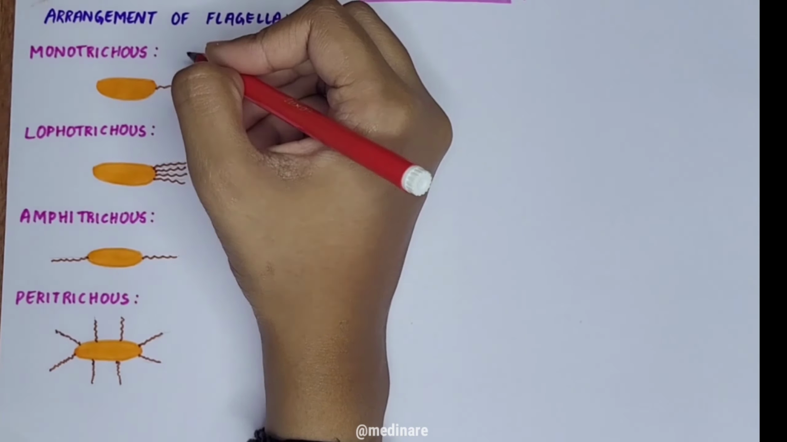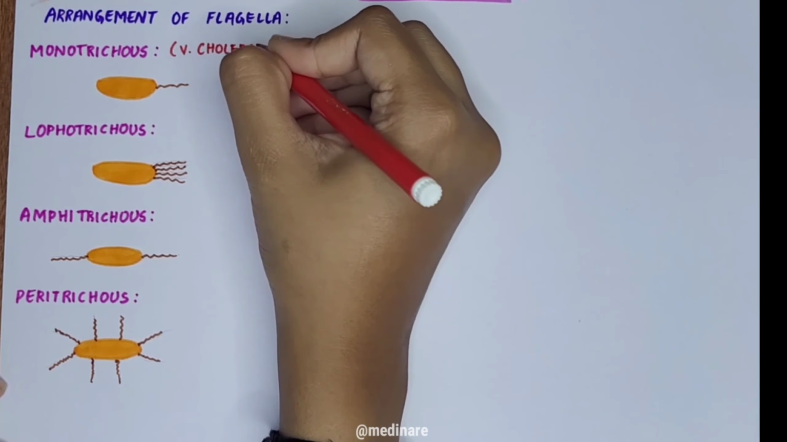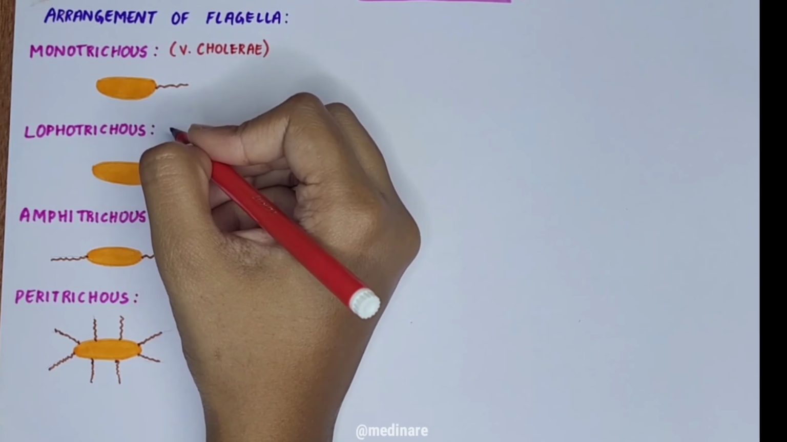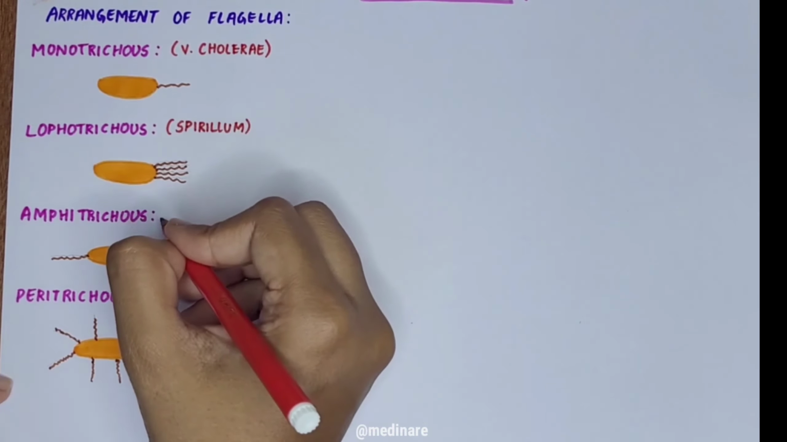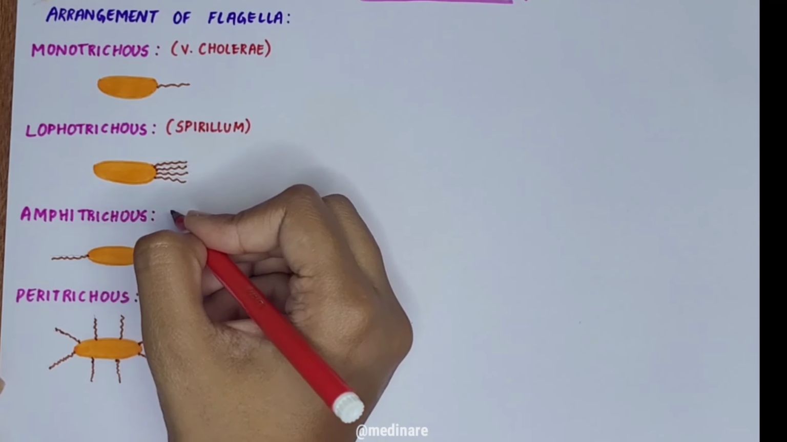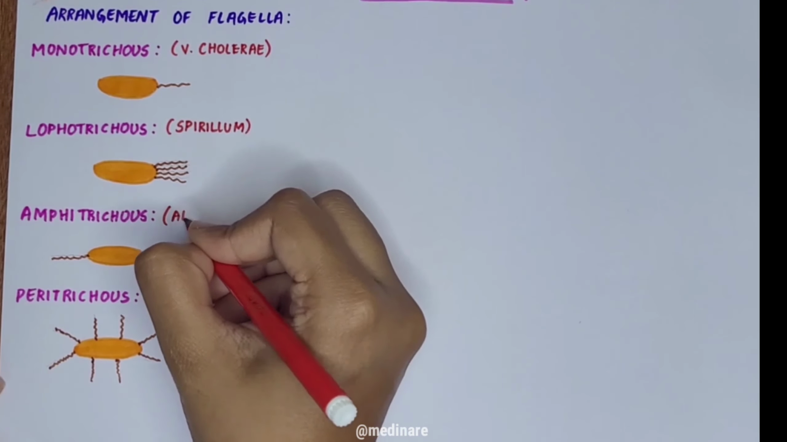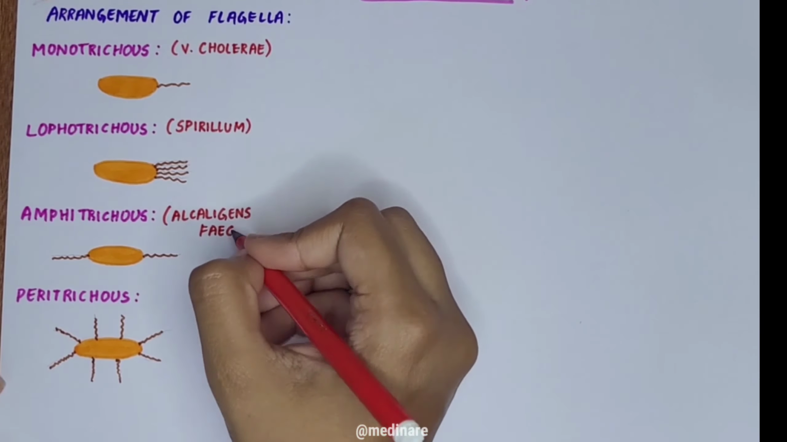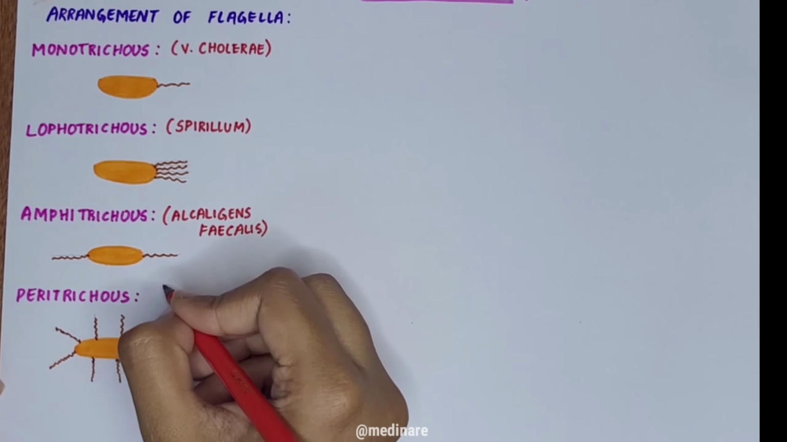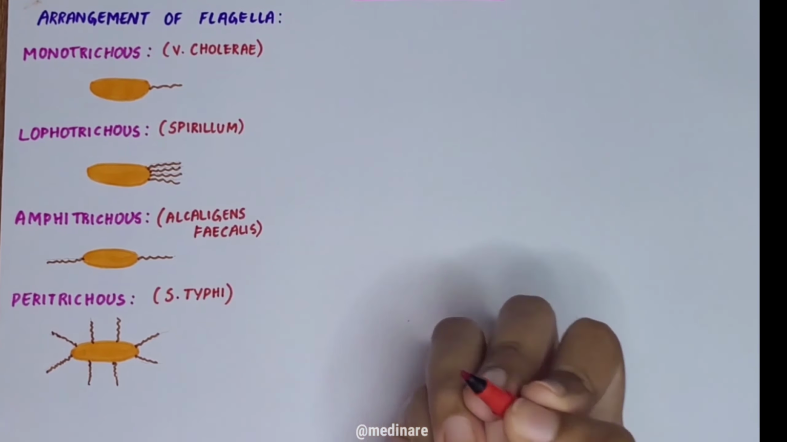The bacteria with monotrichous flagellar arrangement are Vibrio cholerae and Pseudomonas. The lophotrichous flagellar arrangement is present in Spirillum. The amphitrichous flagellar arrangement is present in Alcaligenes faecalis, whereas the peritrichous flagellar arrangement is present in Salmonella typhi and E. coli.